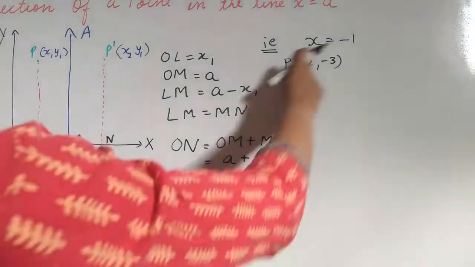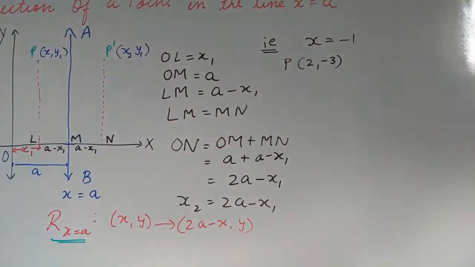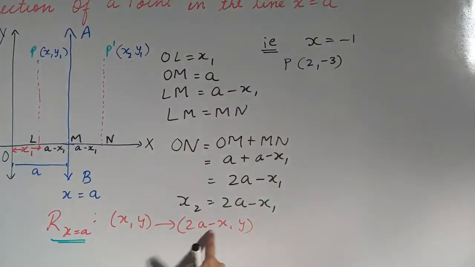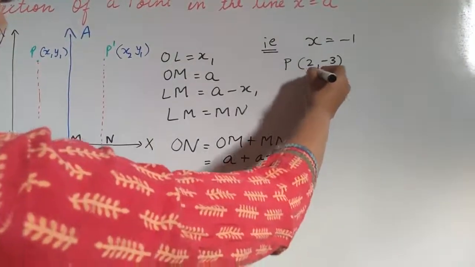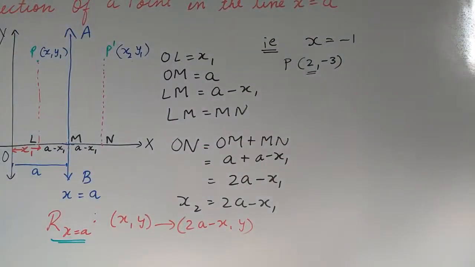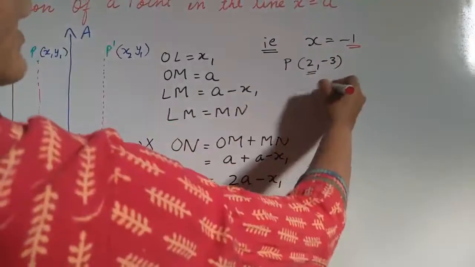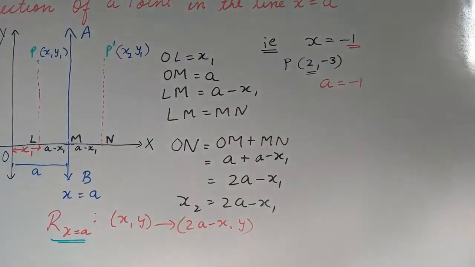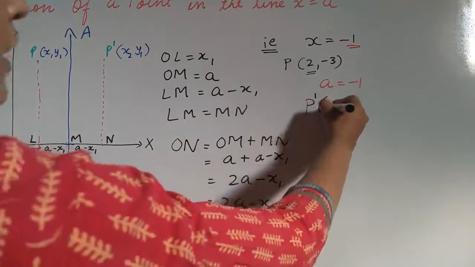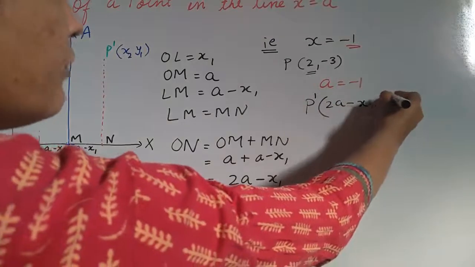So this is the example I have taken, in which x equal to minus 1 is the line given to you, and P (2, minus 3) is the point which you want to reflect under this line. So what are the coordinates of this reflected point? 2a minus x, and the y coordinate will not change. So this is our a value. So a is equal to minus 1, given to us here. Now we will find its coordinates as P dash, (2a minus x, y).